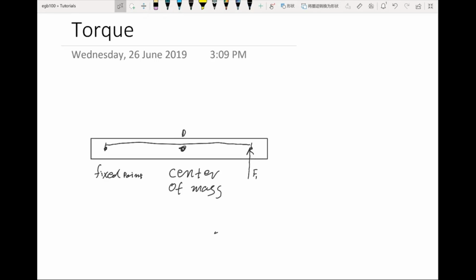Hello and welcome to a video on torque. In this video I'll be explaining and defining torque, and in the next video I'll give you some practice questions to do.